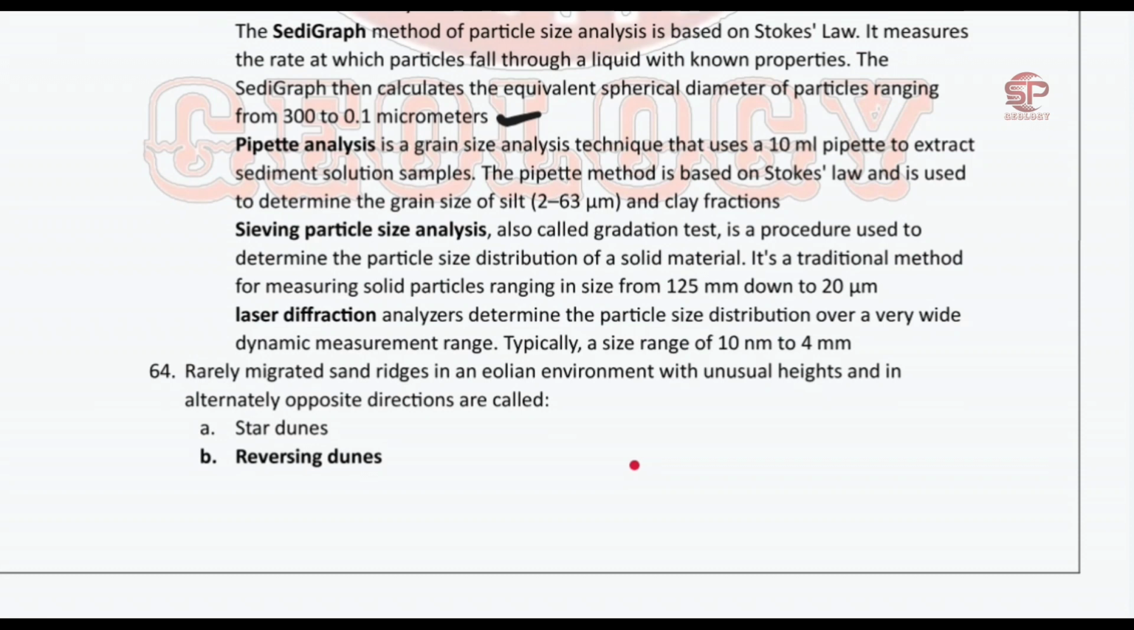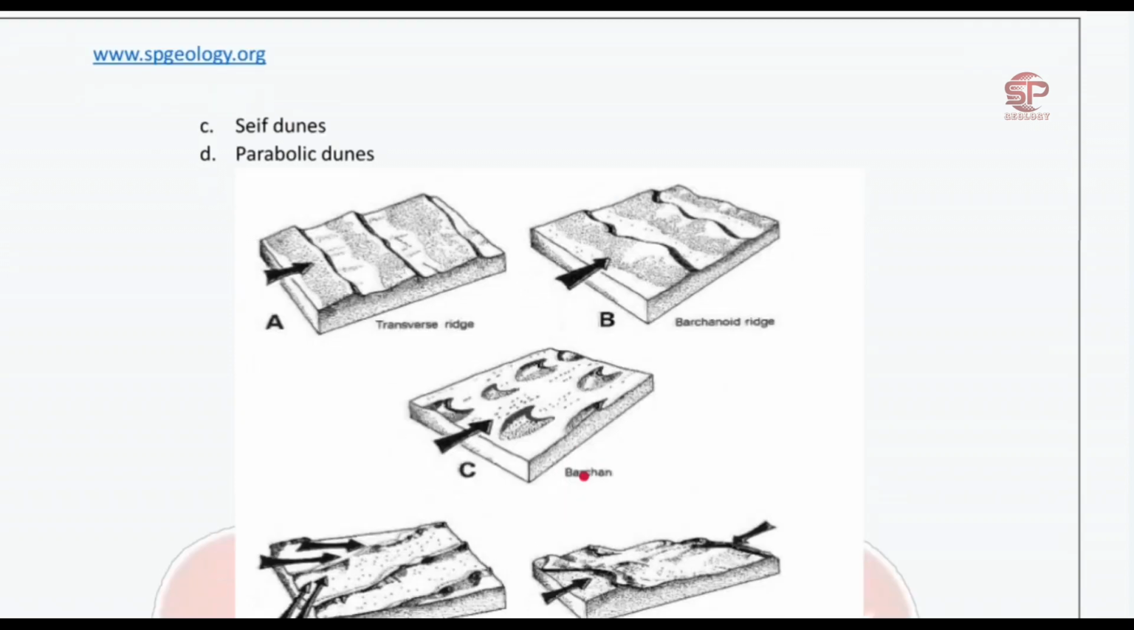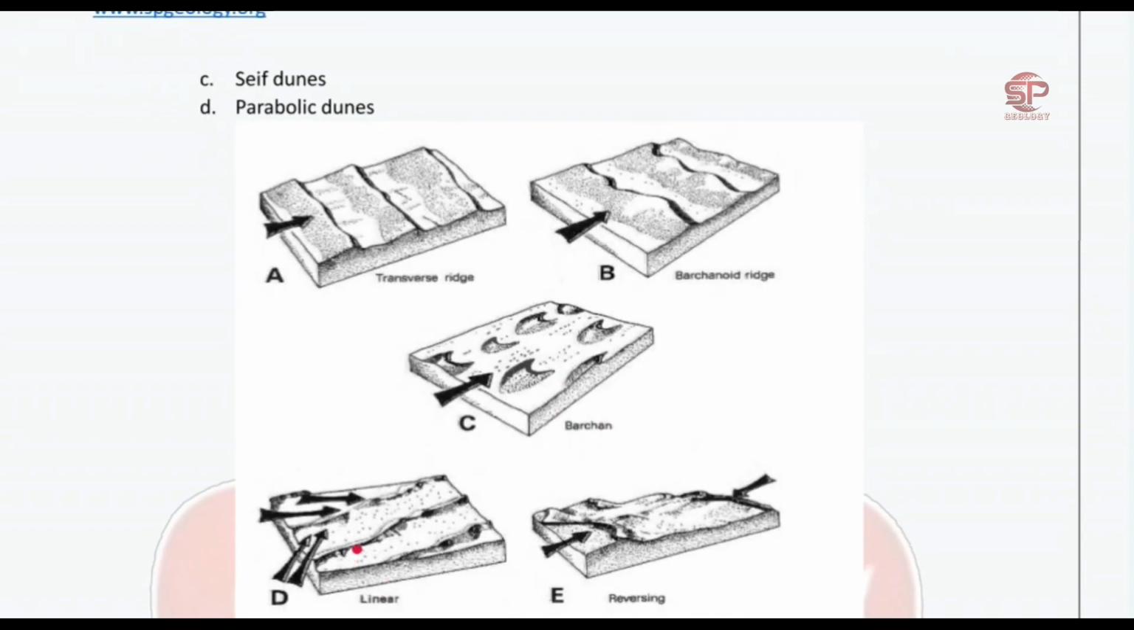Then comes rarely migrated sand ridges in an aeolian environment with unusual heights and in alternating opposite directions. So if you find any dune type or ridge type which is opposite to each other, that is your reversing dune. They flow opposite to each other. The two types of dune where flow is towards each other: one is your reversing dune, another is your linear dune or longitudinal dune. So this is a reversing dune where the flow direction is opposite to each other.